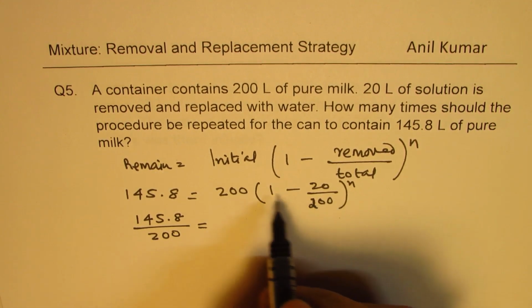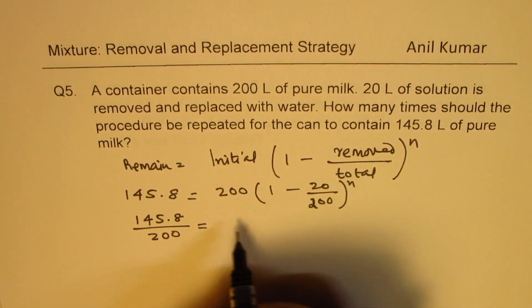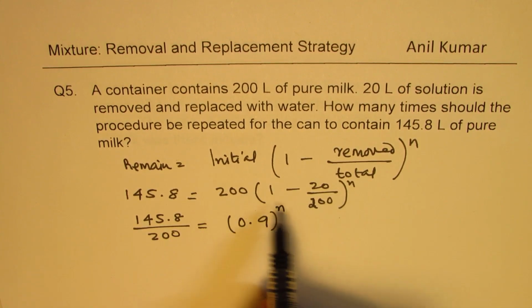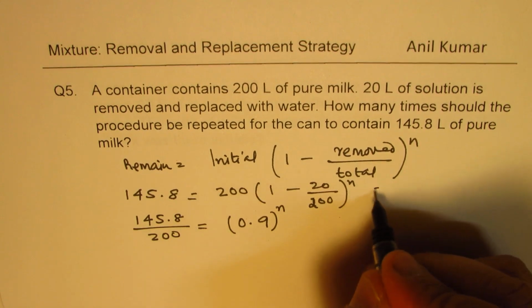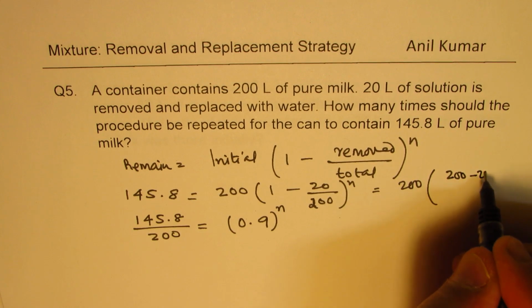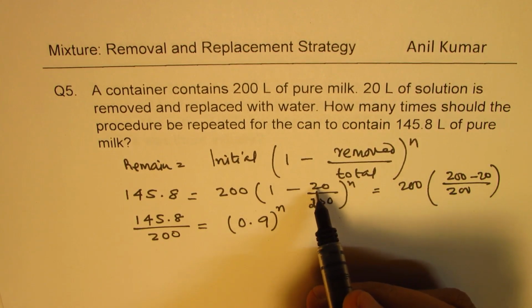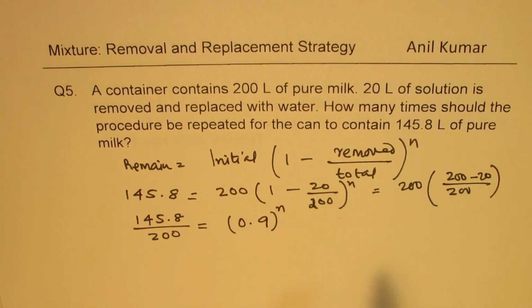On this side, 20 out of 200 means 10%, right? So when you do 10%, you get 0.9 to the power of n, correct? 0.9 to the power of n. Now, see, mainly because it is 200 minus 20 over 200. Or you could also do this as 1 over 10 and then 10 minus 1. Is that okay? Which is 90%, right?